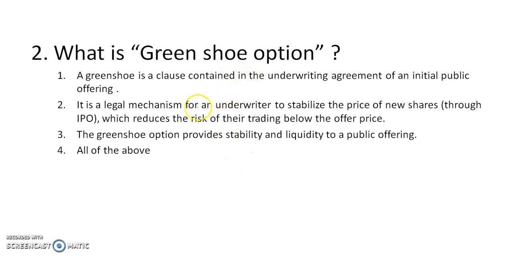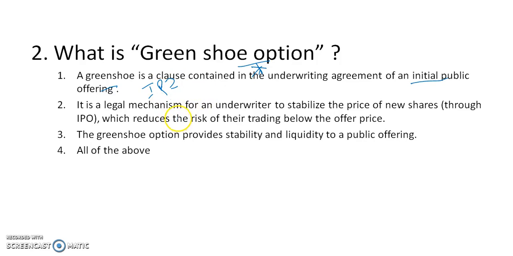What is the green shoe option? Let me tell you, this is a very important topic. A question can be expected in the phase 2 exam. A green shoe is a clause contained in the underwriting agreement of an initial public offering. So the green shoe option is related to the initial public offering of a company, or IPO. Okay, when the company is issuing its shares in the market for the first time, providing partnership in its company to the public.